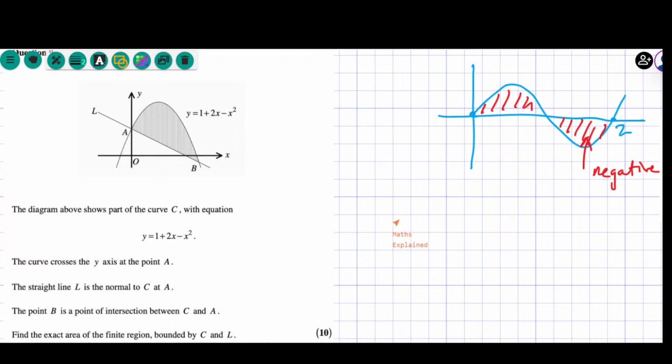So if, for example, you're asked to find the exact area, usually the approach is to find this positive area and this negative area and then add them such that you're not cancelling each other out. So you basically want to change the negative area to a positive area if you're looking for area.